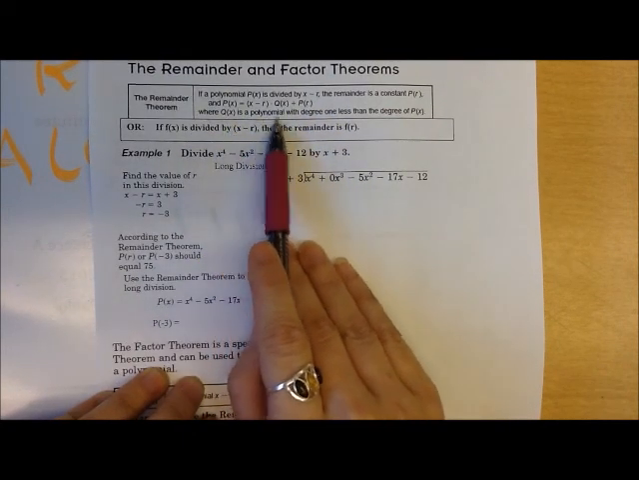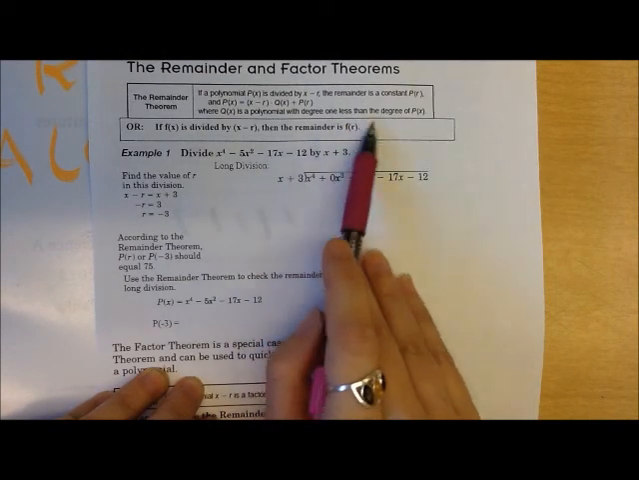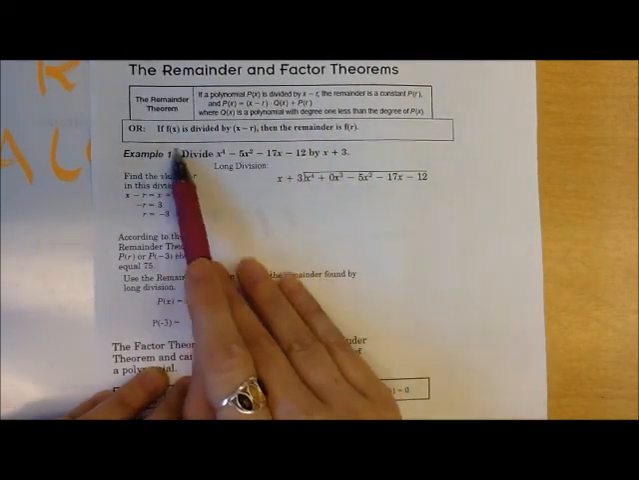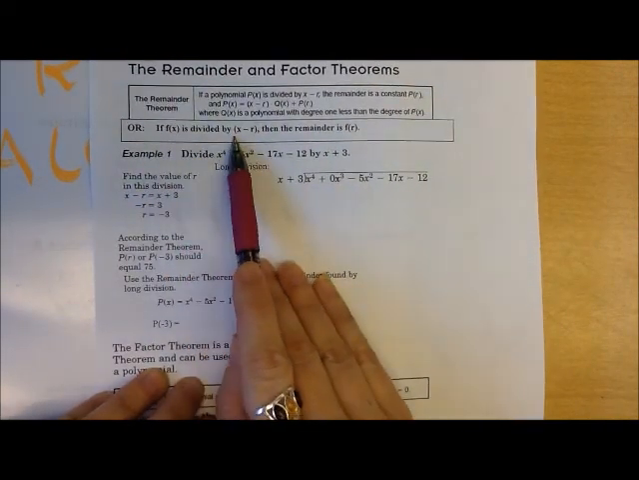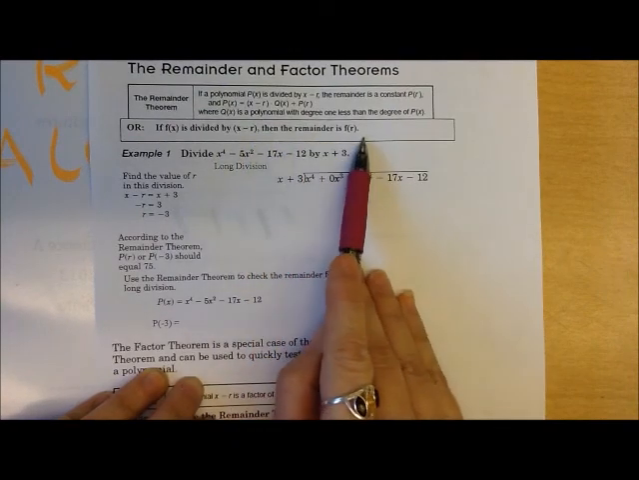Where q of x is a polynomial, the quotient is a polynomial with degree 1 less than the degree of p of x. That is to say, if f of x is divided by x minus r, then the remainder is f of r.